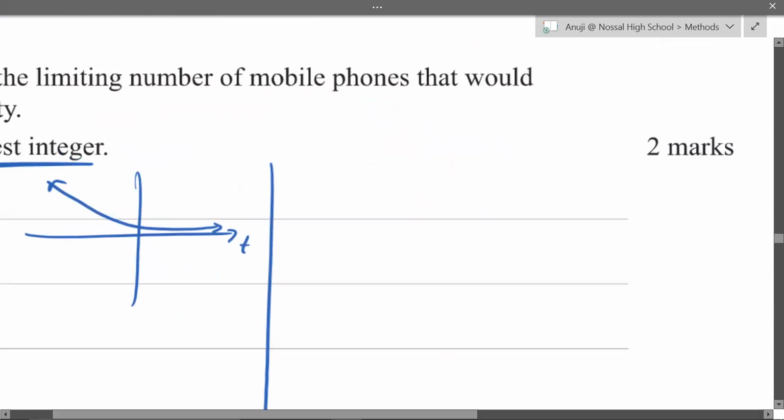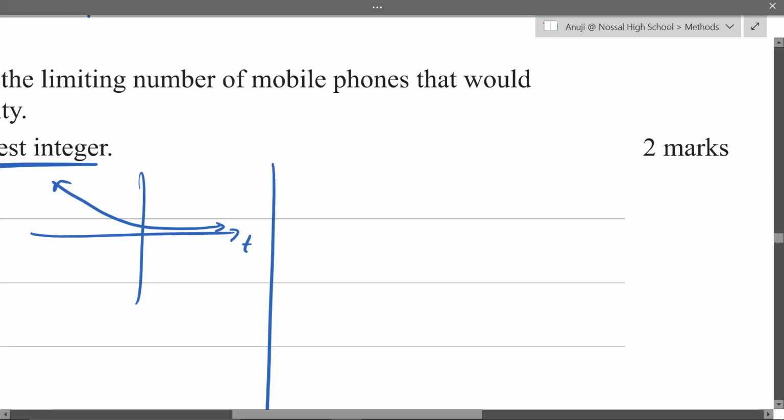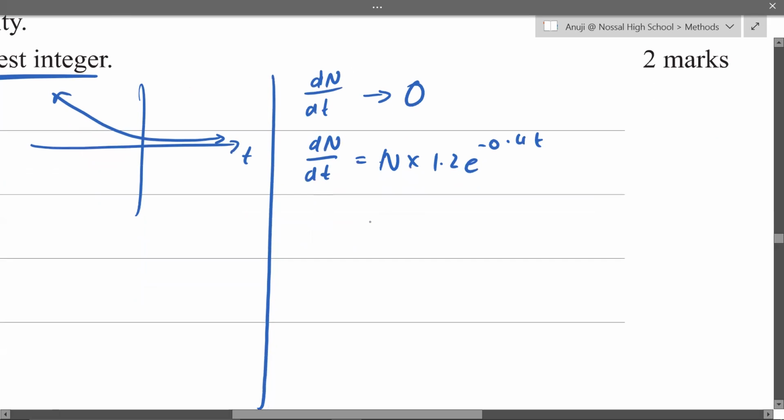I was thinking about doing it a different way. I might test it right now. I was thinking if it's going to plateau, then dn/dt would eventually go to 0. So dn/dt is actually n times 1.2e^(-0.4t).